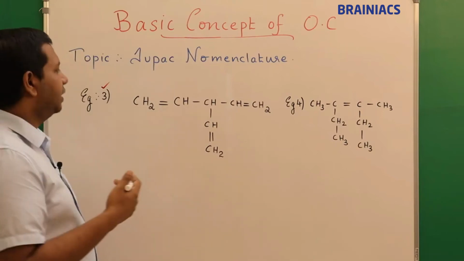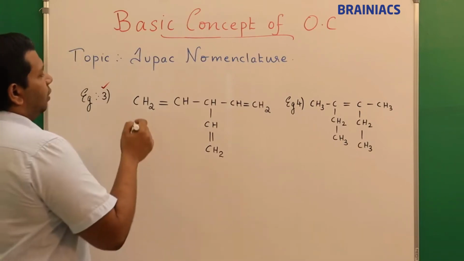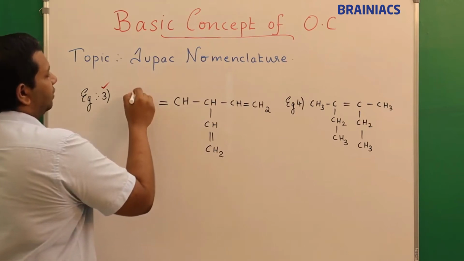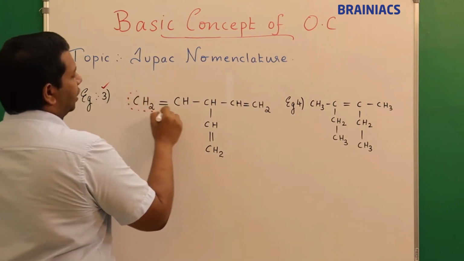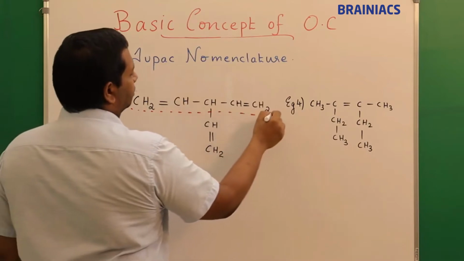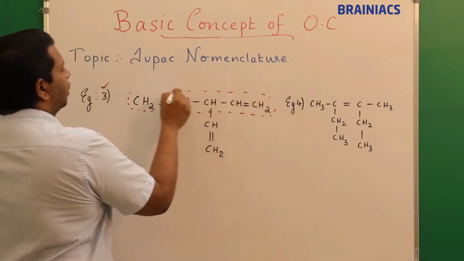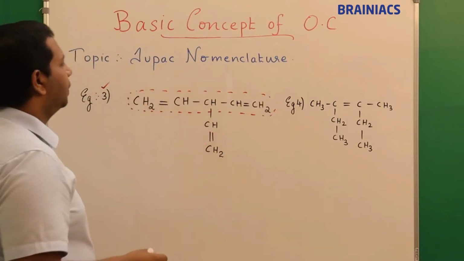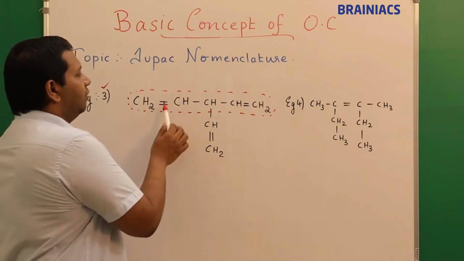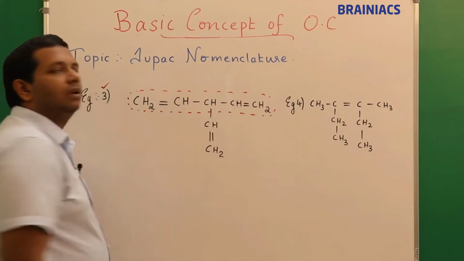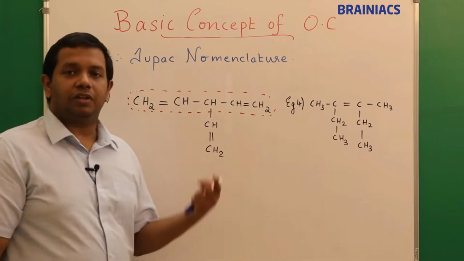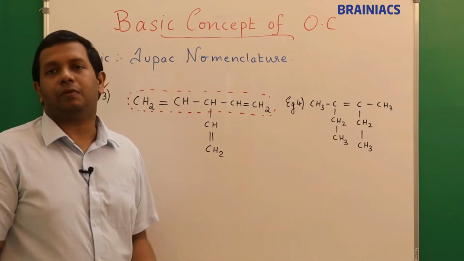Now I understood the rule. Now I am going to apply that. Now I am trying to see. Okay, suppose I say this is my parent carbon chain. Now many students will say, sir, if I choose this as the parent carbon chain, I have included only 2 double bonds. But the rule says that we need to include the maximum number of double bonds.